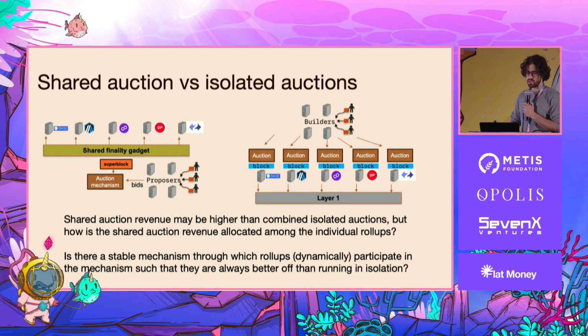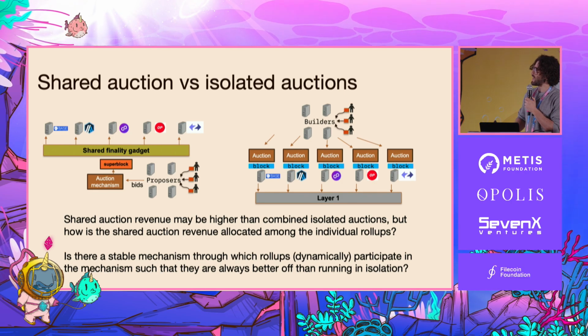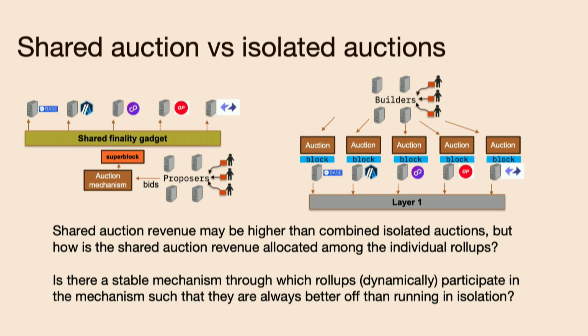Okay? So the difference between shared sequencing and isolated sequencing is the difference between a shared auction versus isolated auctions. Right? In the picture today, every rollup sequencer essentially auctions off the right on its own to produce the next block on that rollup. Whereas with something like shared sequencing or base sequencing, we have a joint auction where the rollup block spaces are auctioned off all together, and someone can bid on the right to produce a bundle of all rollups together.